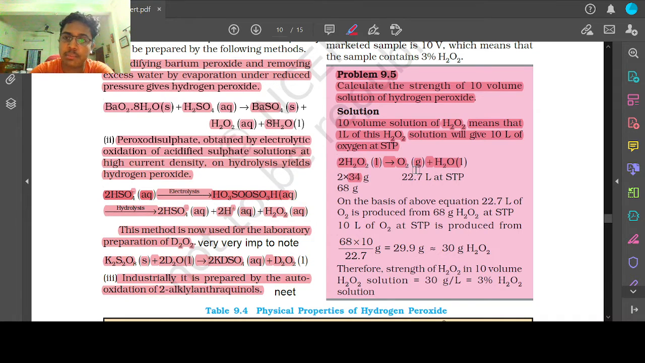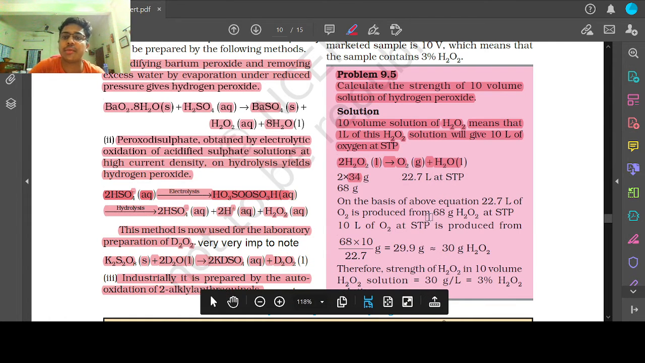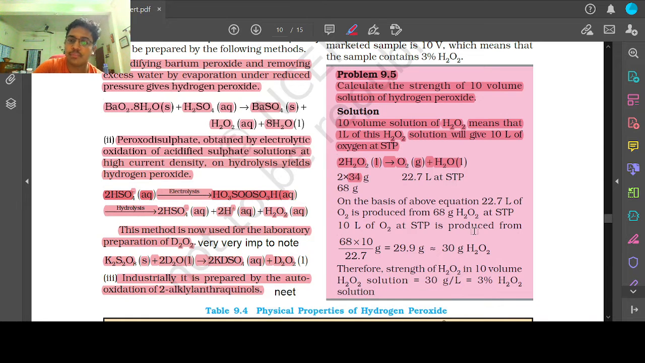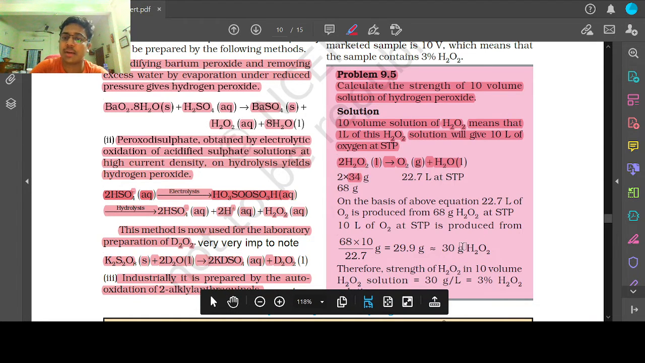Okay, this reaction is very important. If you forget this reaction, everything is finished. Okay, so this reaction is very important. So 2 moles of H2O2, that means 68 grams, gives 22.7 liters of oxygen. So 22.7 liters of oxygen is given by 68 grams, 1 liter is given by 68 by 22.7, n liters is given by 68 by 22.7 into n. Okay, that gives the gram per liter strength of H2O2.